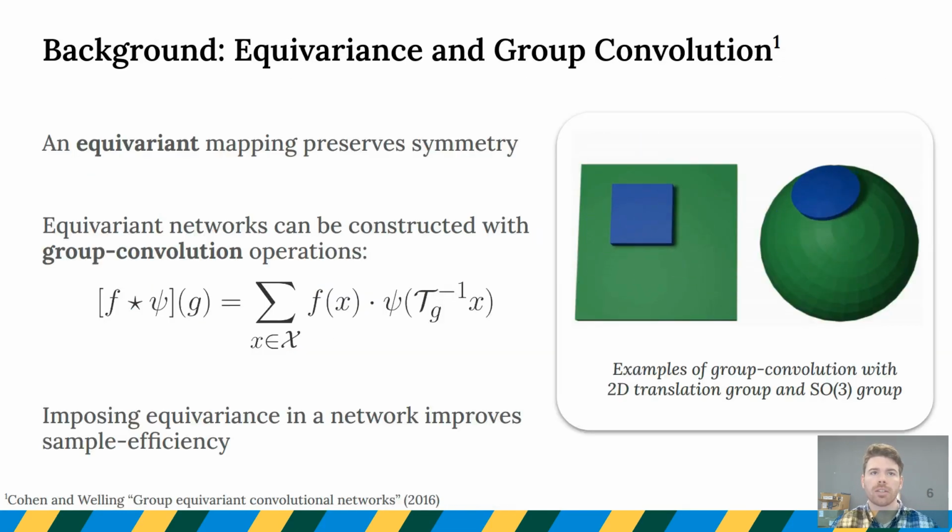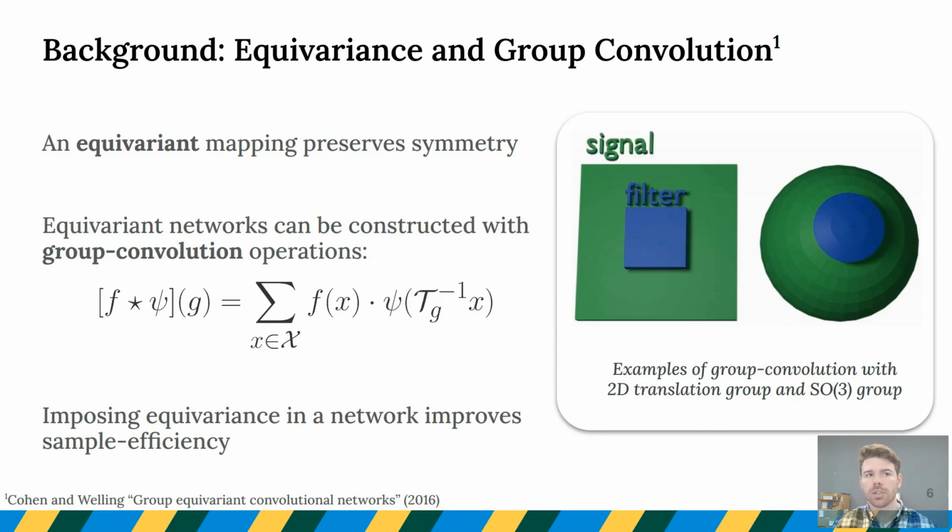Before introducing the method, I will provide necessary background on equivariance and group convolution. An equivariant mapping preserves symmetry. Pose prediction exhibits 3D rotation symmetry. By rotating the object, we also rotate our prediction of its pose. We can construct equivariant neural networks to preserve symmetry by stacking group convolution operations.